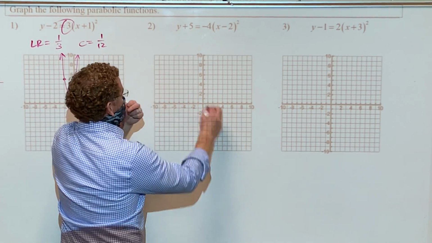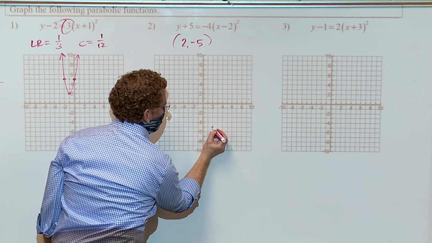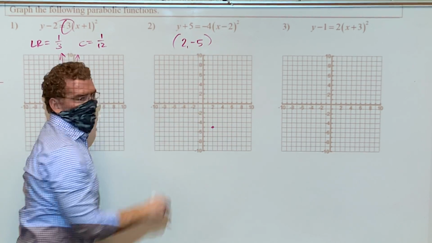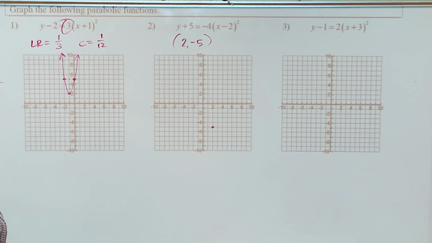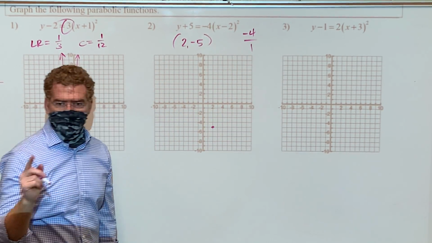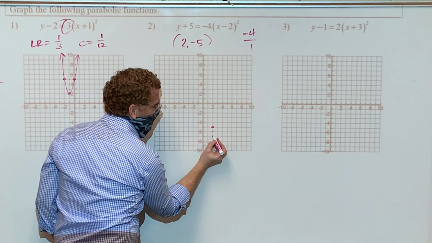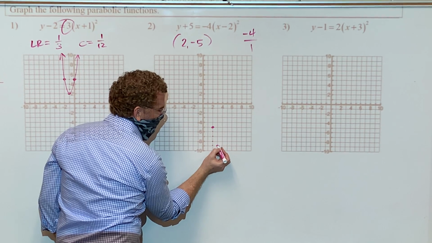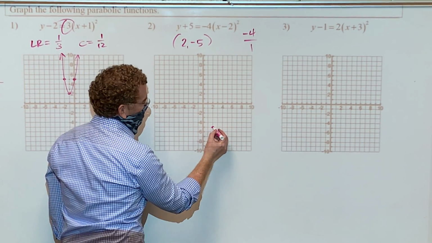What's my vertex? 2, -5. 2, -5, over 2, down to -5. What's my lattice rectum? Oh crap, 1/4. What's my C value? Crap, 1/16. That's not helpful. So what do? I take the A value, I put it over 1, and I treat it like slope. So what would you do here? From there, down 4 over 1. Because of the axis of symmetry, I can go either way, right? Sketch your graph.